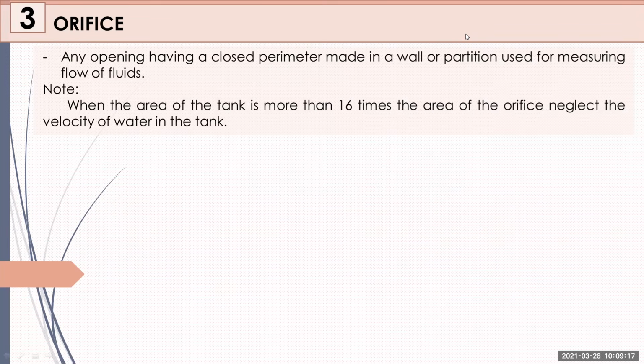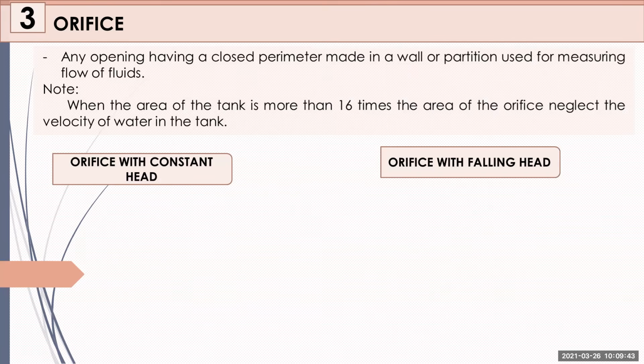So again, ang orifice, it is made by closed perimeter. So it is attached minsan sa side of the walls of the tank or minsan nasa ilalim rin siya mismo ng tangke natin. So ang orifice is ginagamit to measure the rate of flow of our fluids. So sa pag sinabi nating orifice, meron tayong dalawang kino-consider sa pag-solve niyan. That would be your orifice with constant head and that would be the orifice with falling head.